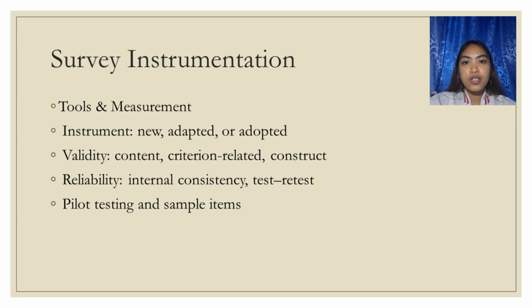The instrumentation section also typically includes sample items, descriptions of scale types, such as Likert scales, and covers pilot testing. A pilot test helps refine questions, format, and scales, and the proposal should explain how many people will test the instrument and how their feedback will be incorporated.